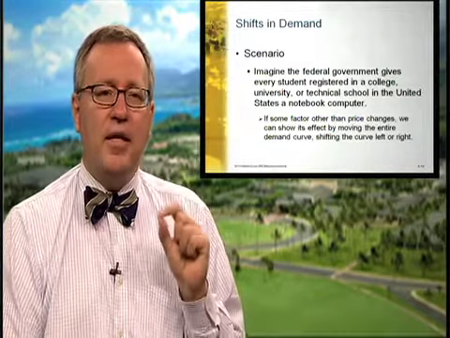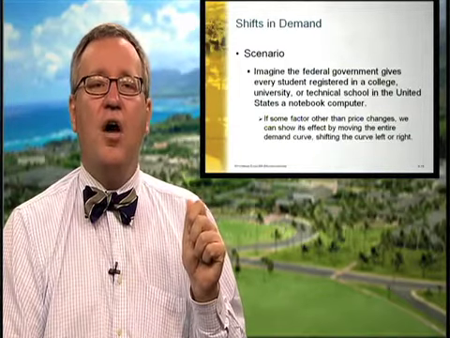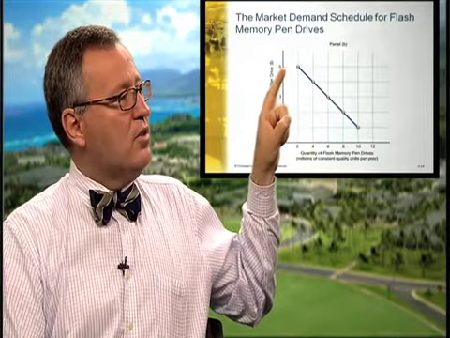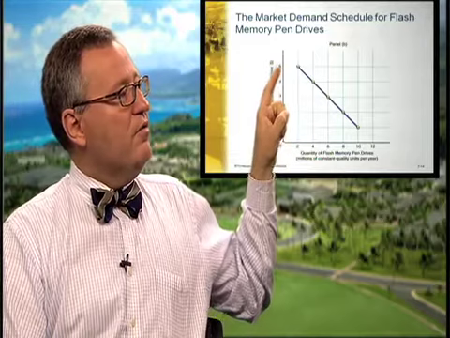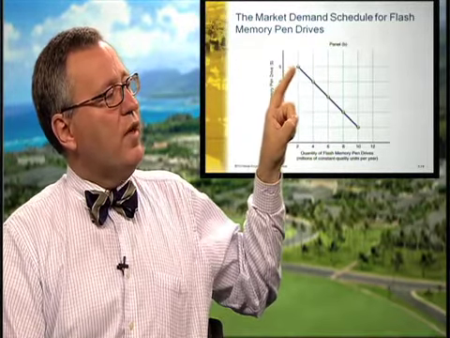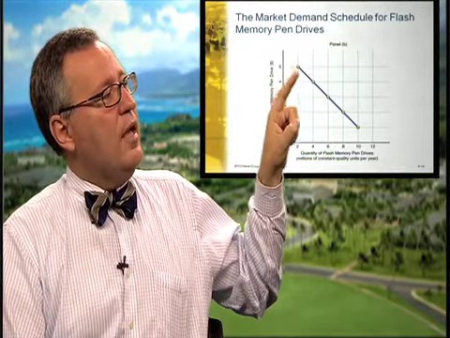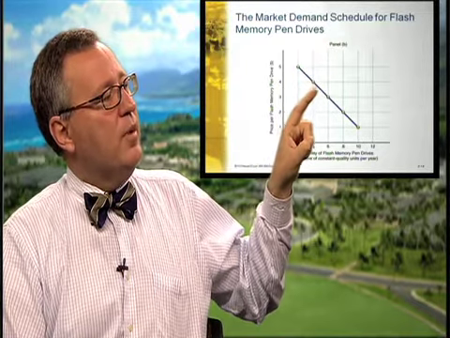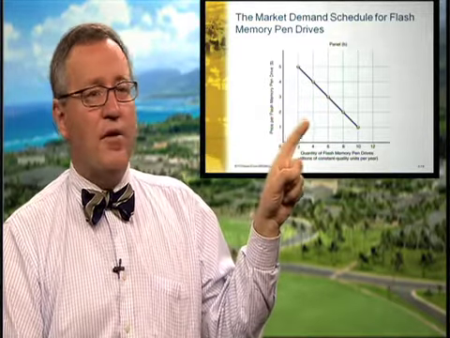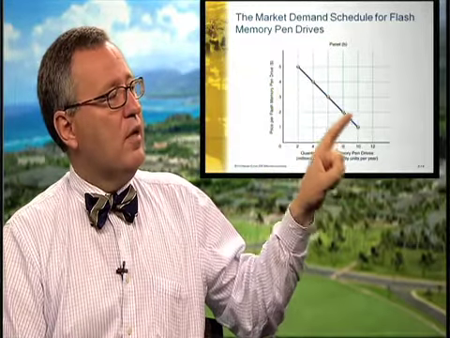Now, it's important to pay attention specifically to what this is saying. If some other factor other than price changes, that shifts the curve. If we were to change the price, go from 5 to 4 to 3 to 2 to 1, we don't actually shift the curve, we're just moving along it. So at $5 per pen drive, we demand this much. At $4, we demand this much. So anytime we change the price of the good on the graph, and in this graph it's pen drives, all we do is move along the curve.